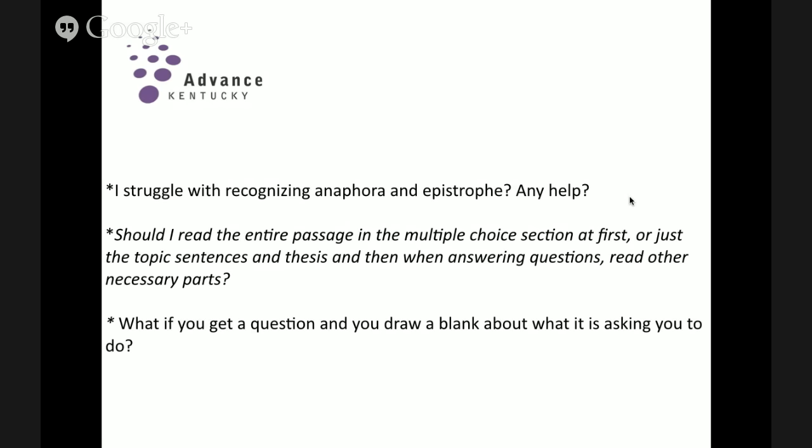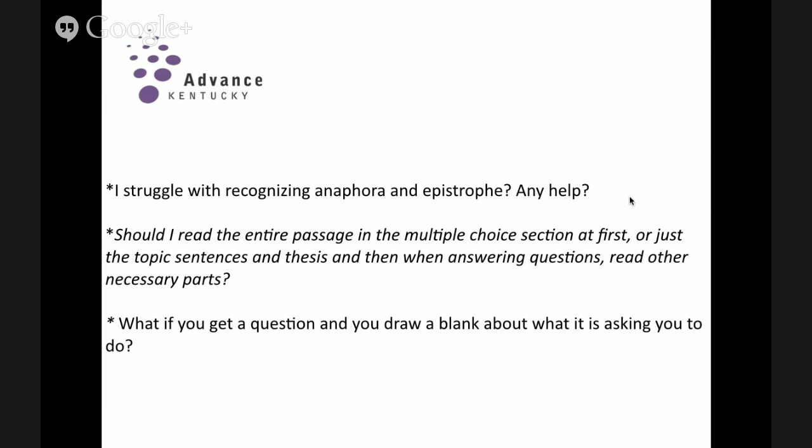Here are some questions that I got specifically about multiple choice. The first one is, I struggle with recognizing anaphora and epistrophe. Any help? And what I would say about that is, I would bet that if there's going to be a question about anaphora, there's only going to be one.